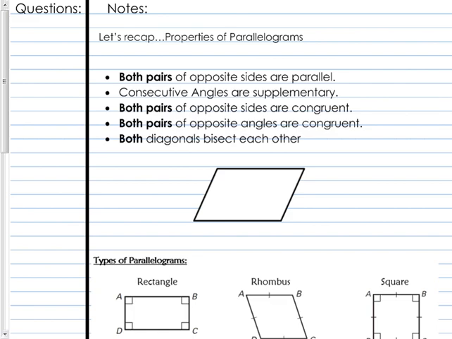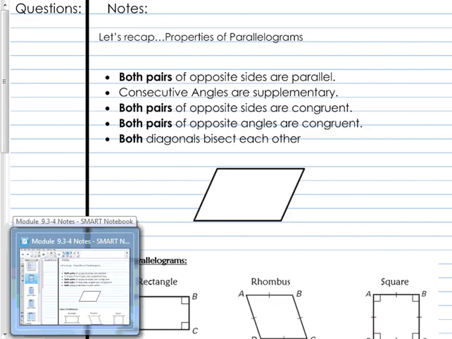So let's get started. First of all, let's recap what a parallelogram is. A parallelogram is a special type of quadrilateral. A quadrilateral is a polygon with four sides. So if it's a parallelogram, then a few things about it are true.